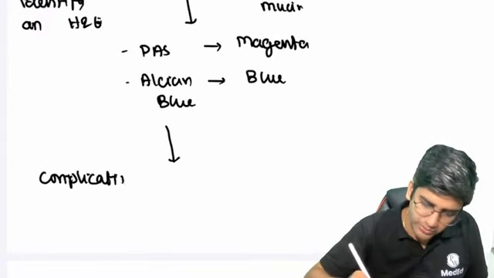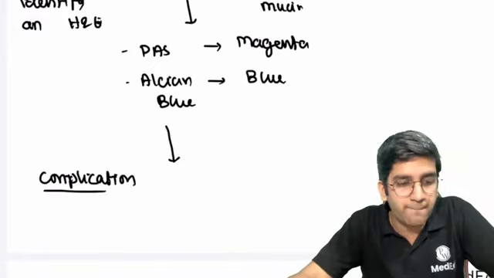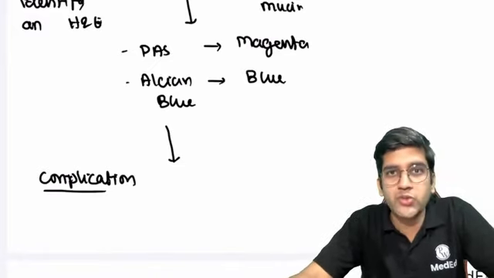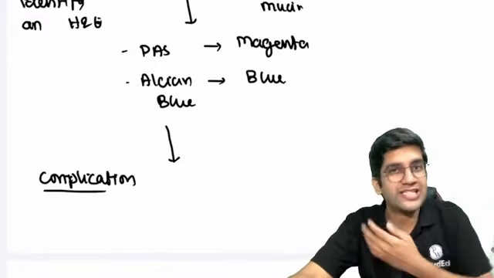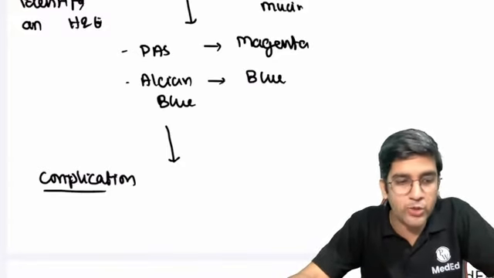Again, I'm going to ask you a simple question. Let's say that Mucicarmine is not useful for this type of mucin. It's useful for salivary gland mucin, right? You're right in saying it's mucicarmine. PAS is periodic acid stain.